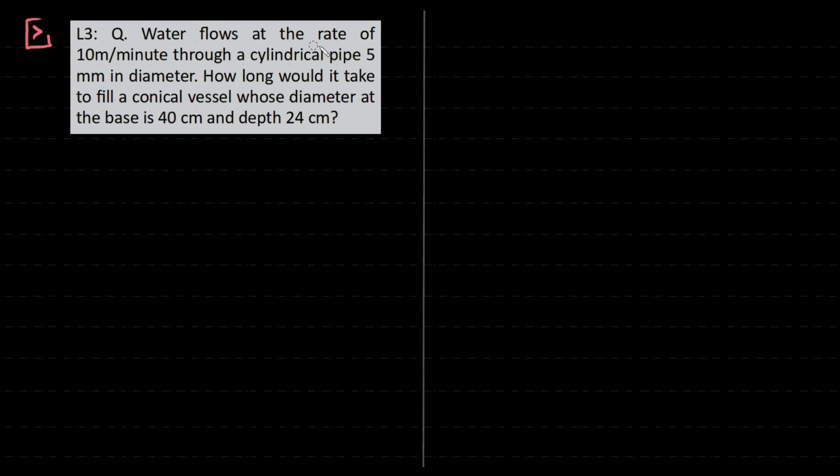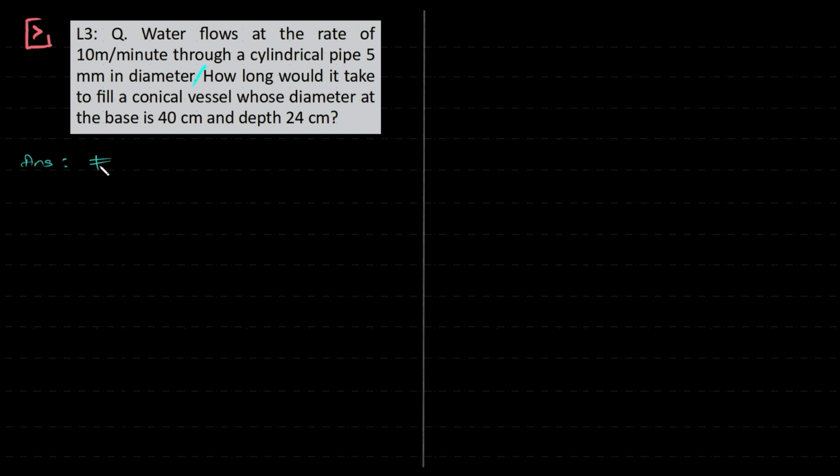Water flows at the rate of 10 meter per minute through a cylindrical pipe of 5 millimeter in diameter. How long would it take to fill a conical vessel whose diameter at the base is 40 centimeter and the depth is 24 centimeter?